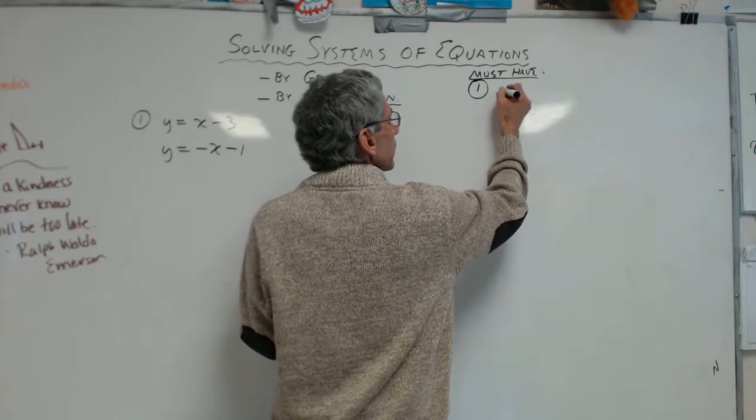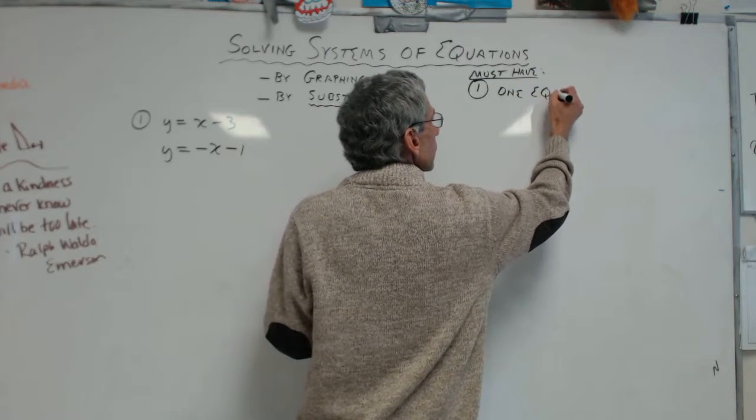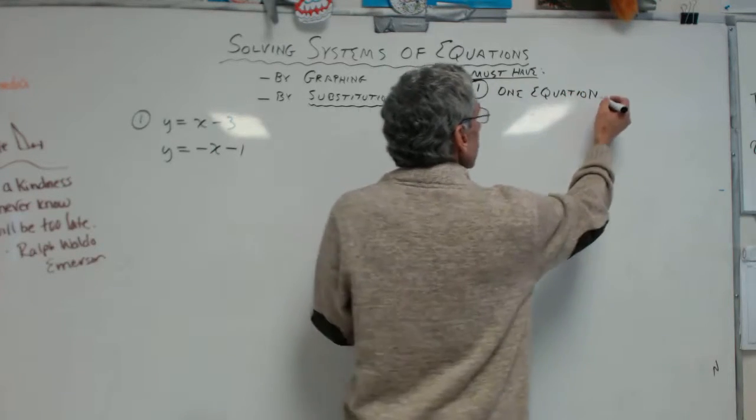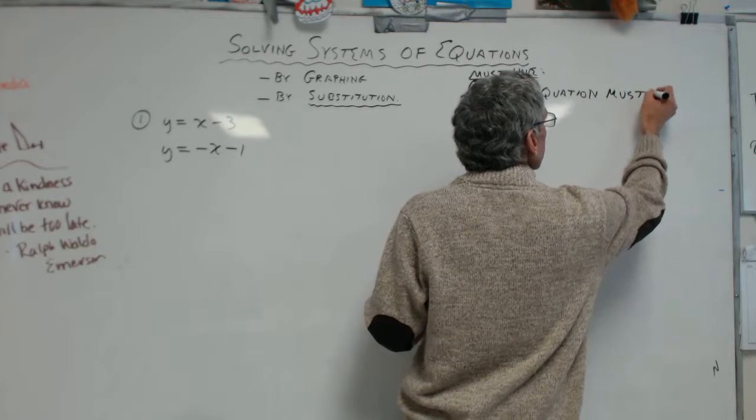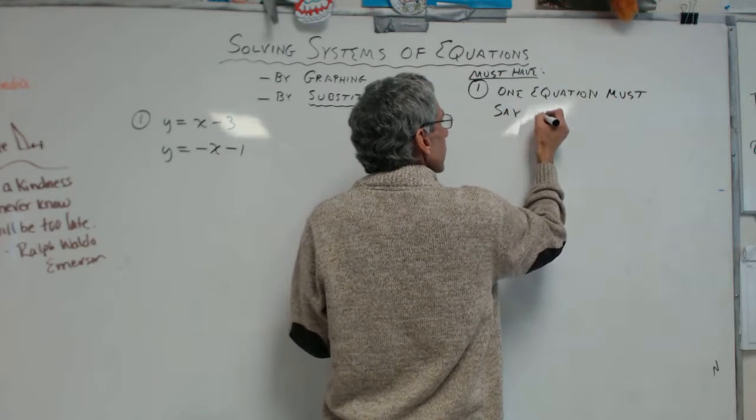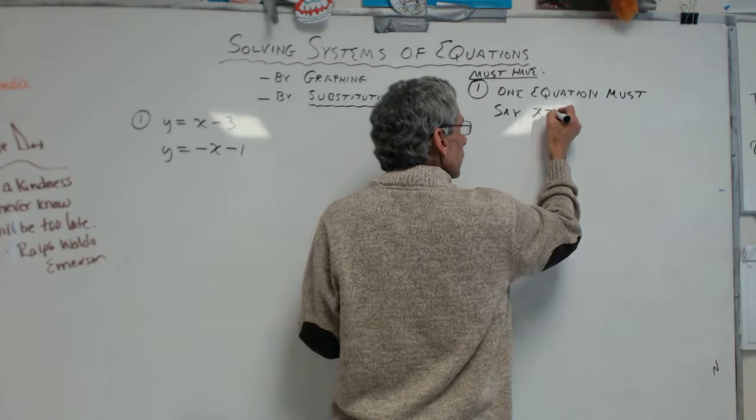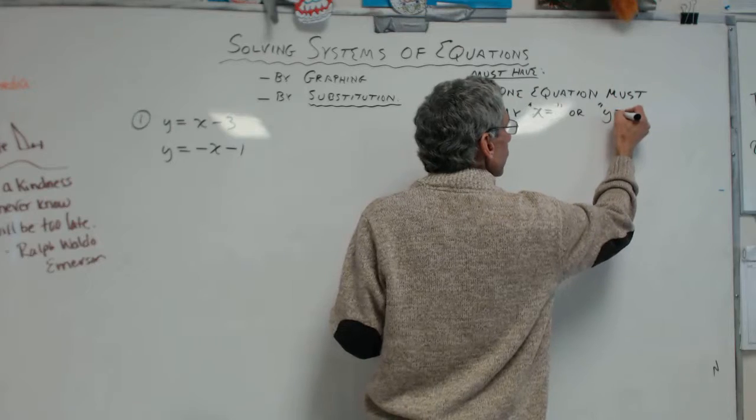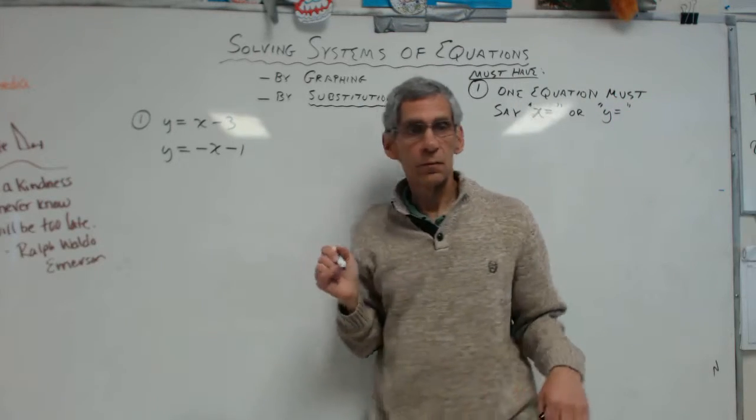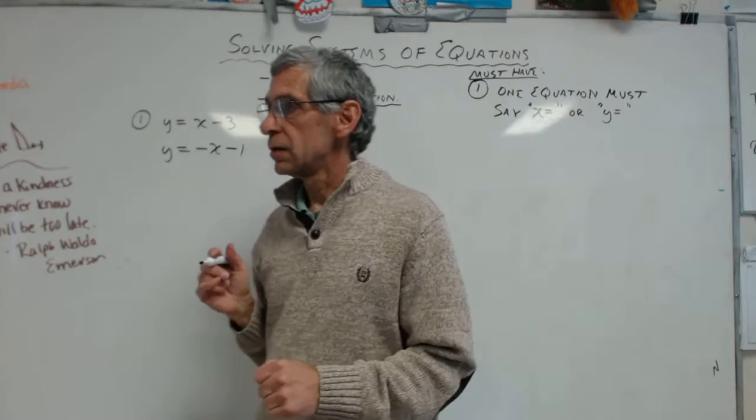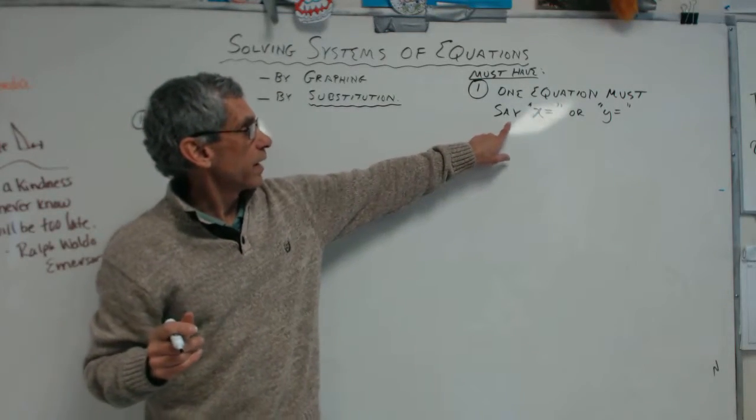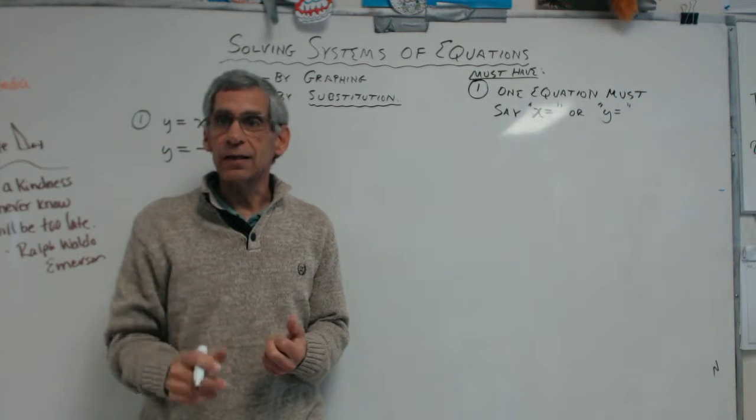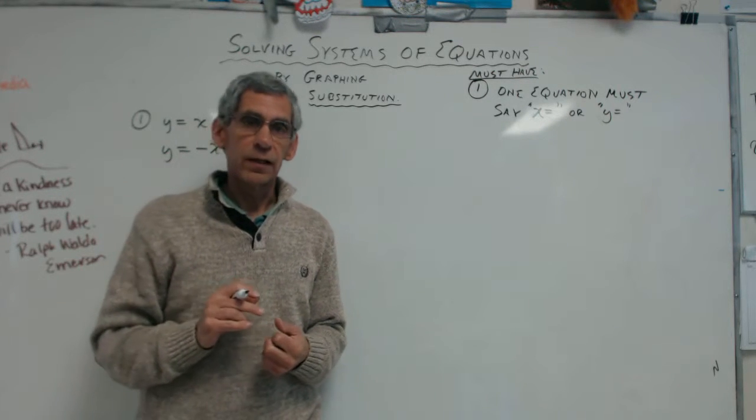One equation must say x equals or y equals. That's really important. One equation must say x equals or y equals. And if it doesn't, you have to make it say that. You have to manipulate it so that it says that.